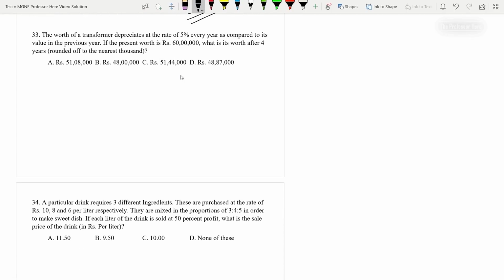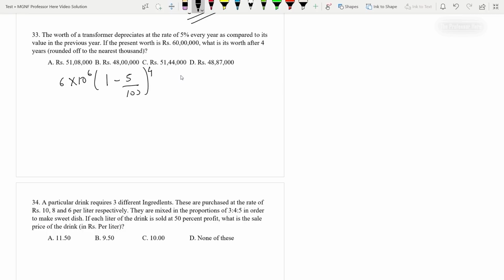Question number 33. The worth of a transformer depreciates at the rate of 5% every year as compared to its value in the previous year. If the present worth is 60 lakh, what is its worth after 4 years? So let's write 60 lakh as 6 into 10 to the power 6. Every year the worth of the transformer depreciates by 5%, so it is 1 minus 5 by 100, all raised to how many years? We are given 4 years.